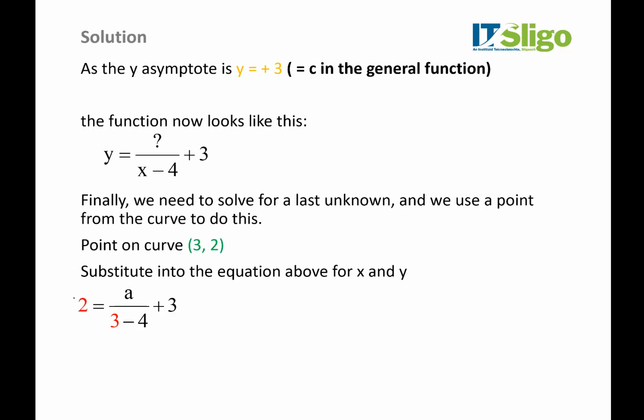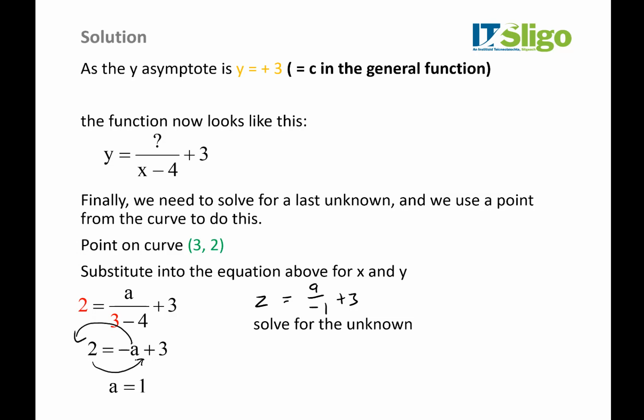So you can see there the 3 and the 2. And now we just solve. So here we're going to have 2 is equal to a over minus 1 plus 3. So that's 2 is equal to minus a plus 3. And when I do a little bit of maths, bring the a over to this side, it becomes positive, bring the 2 to that side, it becomes negative. We end up with a is equal to 3 minus 2, so we get a is equal to 1.